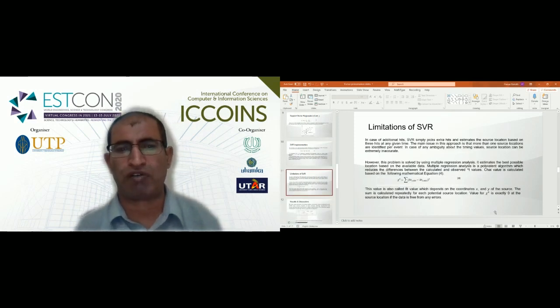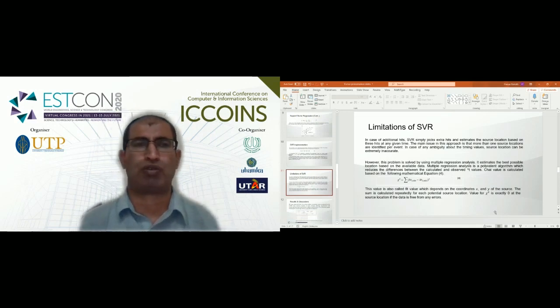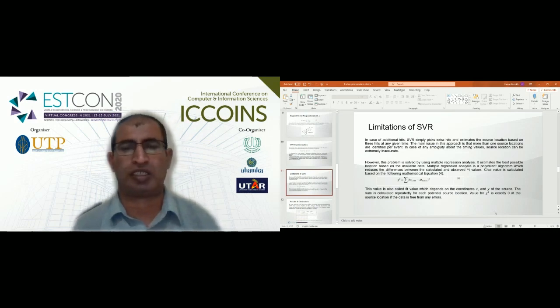The limitation of SVR: in case of additional hits, SVR simply picks extra hits and estimates the source location based on 3 hits at any given time. The main issue in this approach is that more than one source location is identified per event. In case of any ambiguity about the timing value, the source location can be extremely inaccurate. However, this problem is solved by using multiple regression analysis.